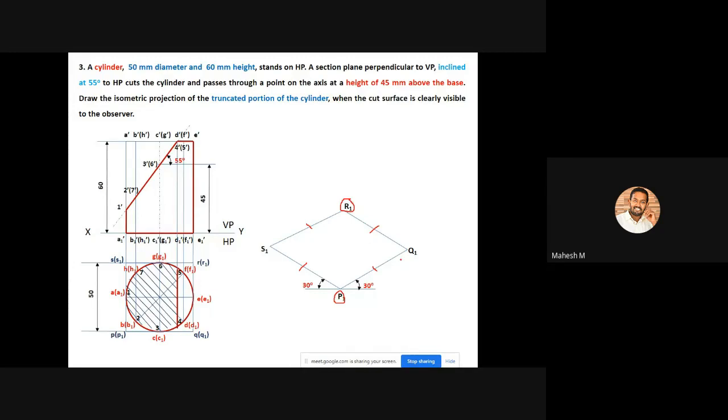Okay, so after finding these center points, you can join the point P with the opposite two center points. Okay, so that point can be marked as G1 and also E1. Similar to that, you can join this point R with the two opposite center points like this. Is it clear? Any doubts?